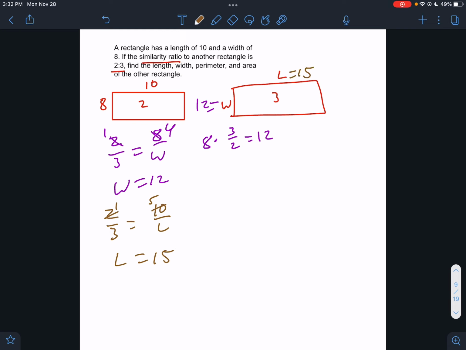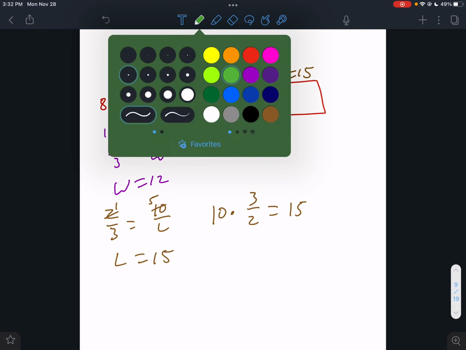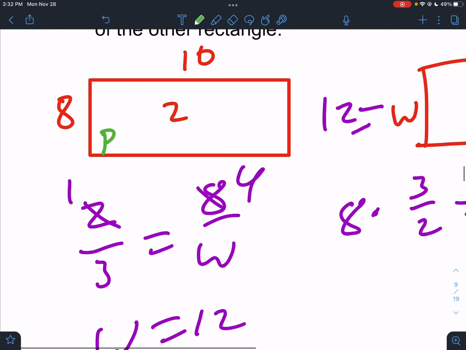If you did it with scale factors, it would be 10 times 3/2. Well, 10 divided by 2 is 5, times 3 is 15. You get the same answer both ways. What about perimeter? This gets tricky. What is the perimeter of the first shape? It would be 36 when you add up all four sides.